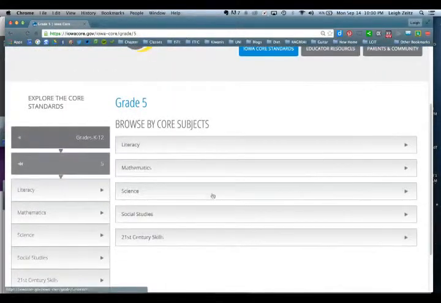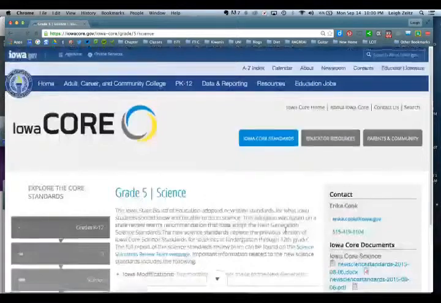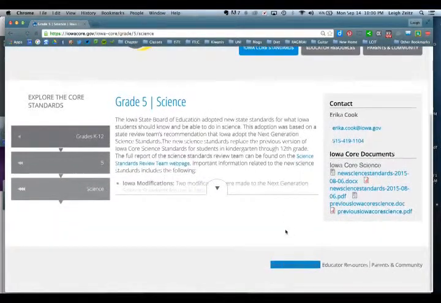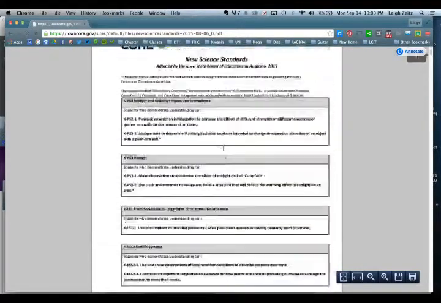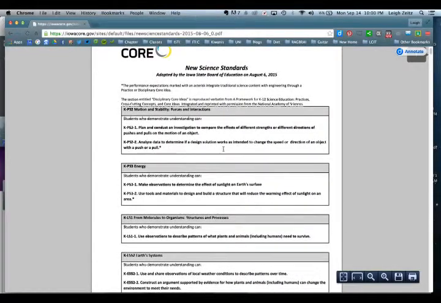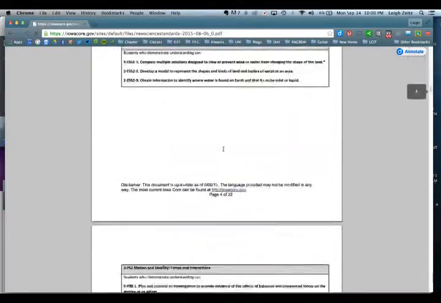go to science. Now I have to tell you that science is a little different, at least the way in which they're presenting it, because within the last year, Iowa accepted national science standards, and they haven't put it into their website yet. So if you want to get to science, you need to go over here on the right hand side. You can either click the Word document or the PDF. I like the PDF because it'll show right up in this page. And now you notice this has kindergarten through 12th grade, or through high school. And so I'm going to go down to the 5th grade.